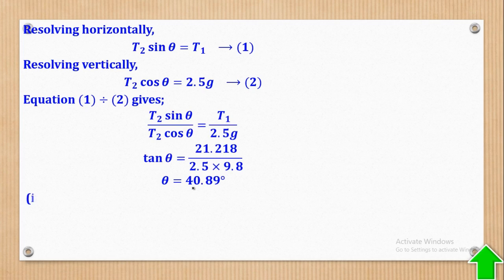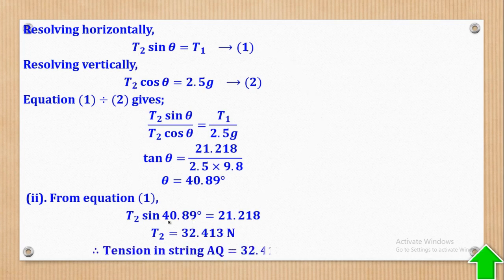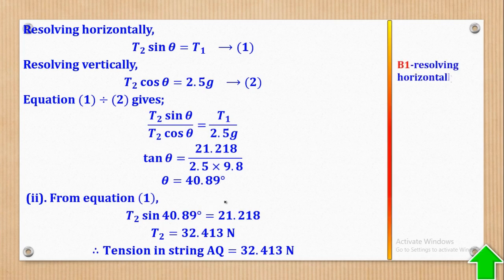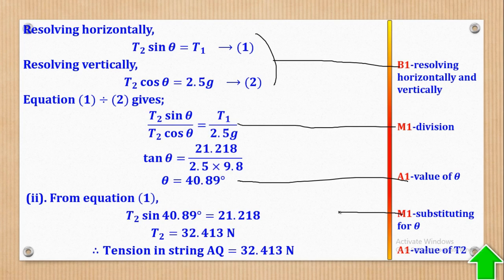So now that I've got theta, I can get the value of T2. So I'll say that from equation 1, T1 is that and theta is that, therefore T2 is the only unknown, and it is equal to 32.413 newtons. So basically that's what they wanted. Now let's see how marks can be awarded. So B1 for resolving vertically and horizontally, M1 for division, A1 for the value of theta, M1 for substitution, and A1 for the value of T2.